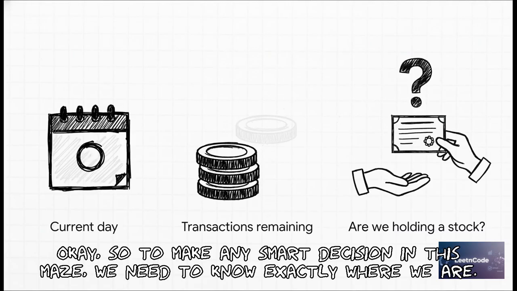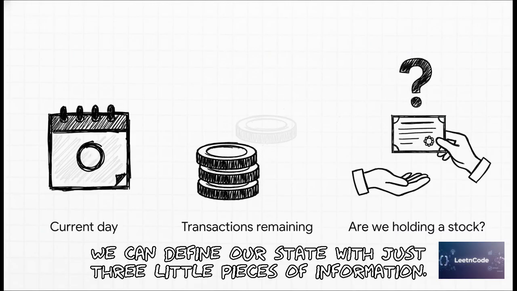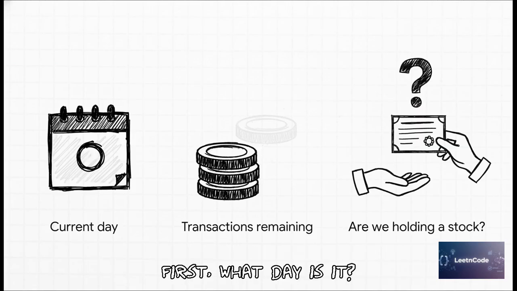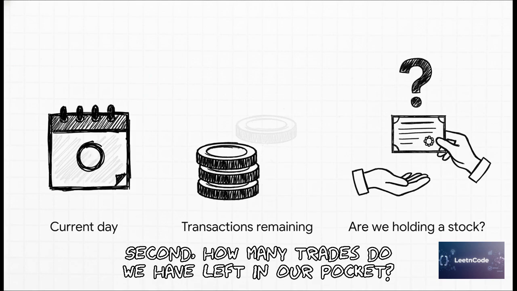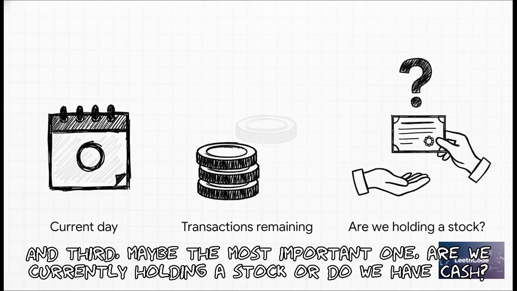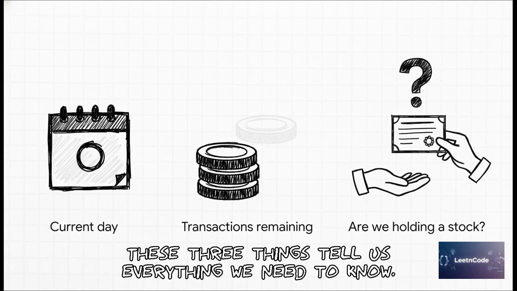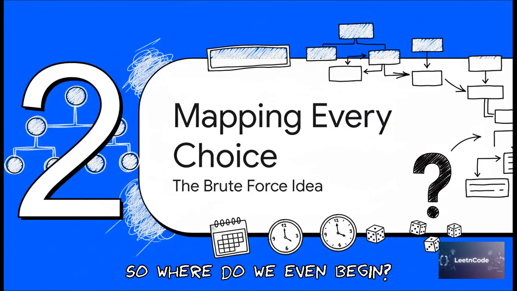Okay, so to make any smart decision in this maze, we need to know exactly where we are. We can define our state with just 3 little pieces of information. First, what day is it? Second, how many trades do we have left in our pocket? And third, maybe the most important one, are we currently holding a stock or do we have cash? These 3 things tell us everything we need to know.